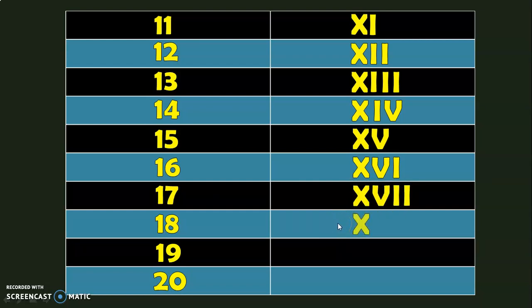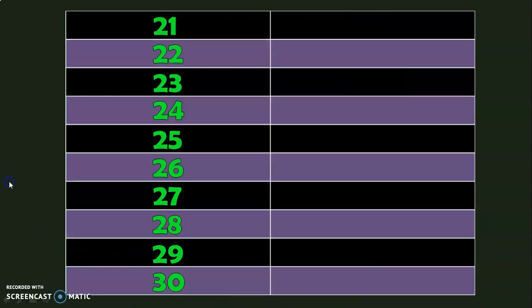For 18, it is XVIII. For 19, it is XIX. And for 20, it is 10 plus 10, that is XX, which makes 20. Next, let us move on to 21. 21 is 20 plus 1.